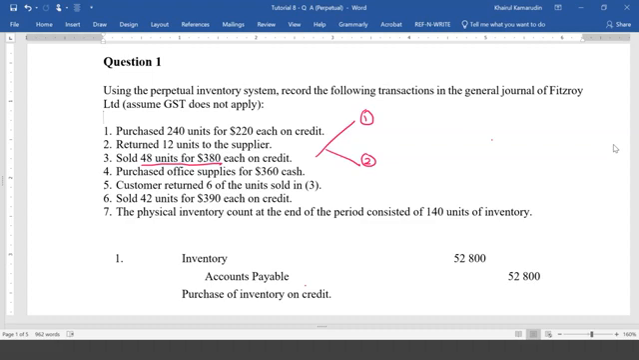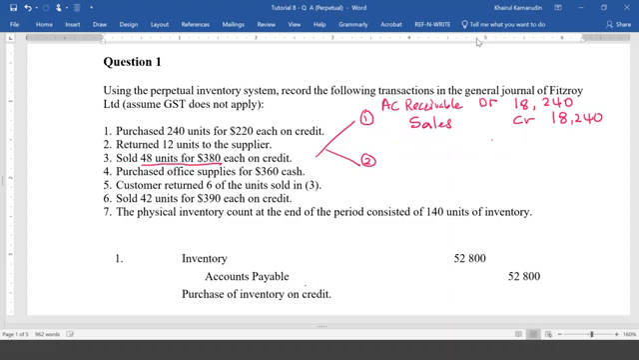Sold 48 units for 380 each on credit. On credit means your account receivable. What happened to your account receivable? Your account receivable will increase, debit. What is the amount? 48 multiplied by 380, that is your selling price, 18,240. And then you're going to record your revenue, sales, credit by 18,240.